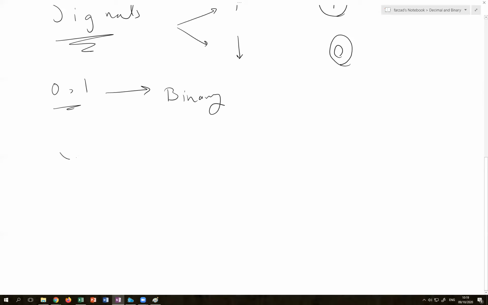So as you see, if you have a number, we have only two values, 0 and 1, in each place. As you see here, we have only two options for each place, similar to what we had up there.